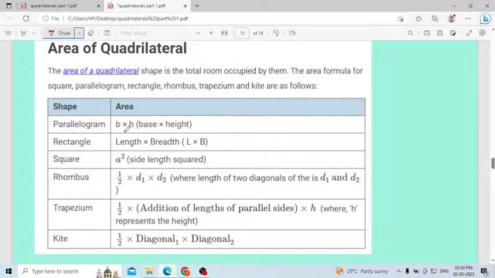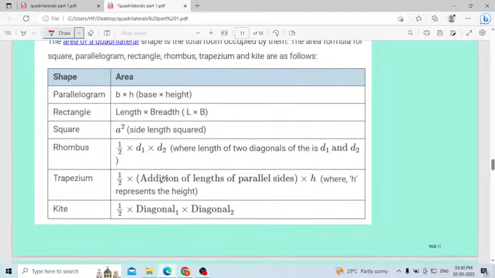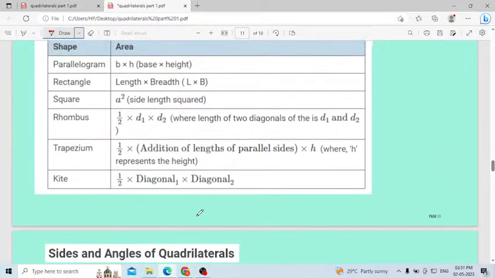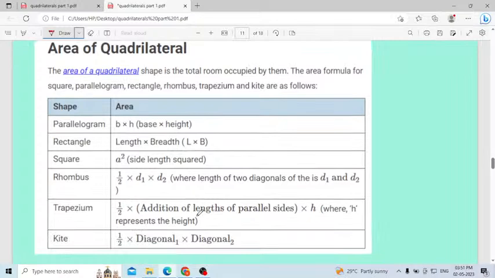Then next one, parallelogram. What is the formula? Base into height. Rectangle, length into breadth. Square, a square. Rhombus, half into d1, d2, means diagonals. Trapezium, half into the addition of the lengths of parallel sides. In the trapezium, how many parallel sides do you have? Only one pair of parallel sides. Therefore, the addition of the lengths of the parallel sides, into the height of the trapezium. In kite, half into diagonal 1, diagonal 2. In area and perimeter, you have to remember the formulas. It will be helpful for you.